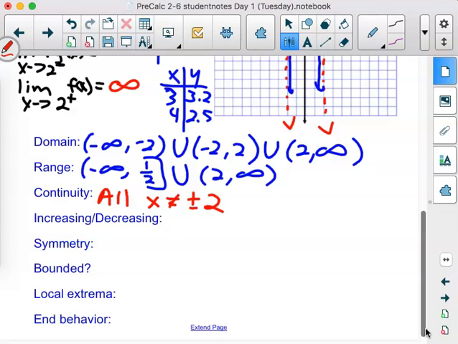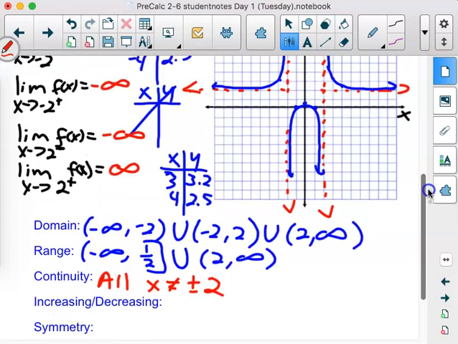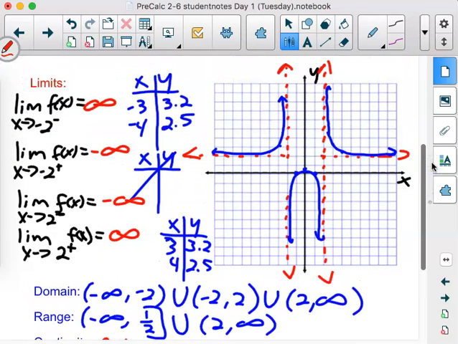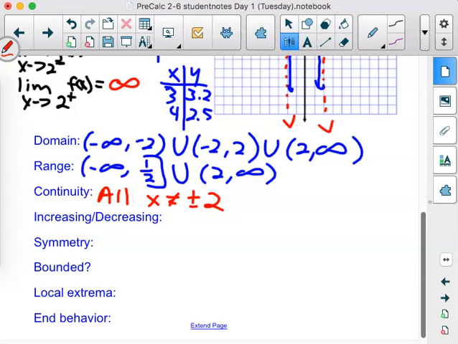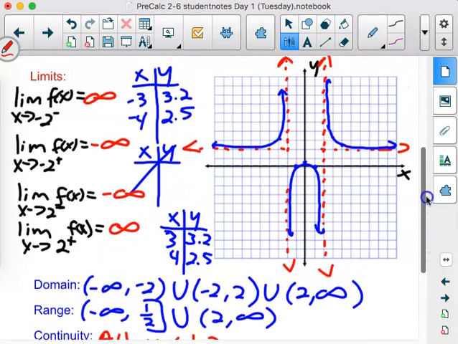Now, this one, when I look at the graph, I realize, well, this is increasing until I get up here. Now it's decreasing. And this one is decreasing the whole time. So I have a mixture with this one, so I can't just circle increasing or decreasing. I'm going to have INC, and I'll put my intervals in there, and DEC, and put my intervals in there. So let's go back up to the graph.